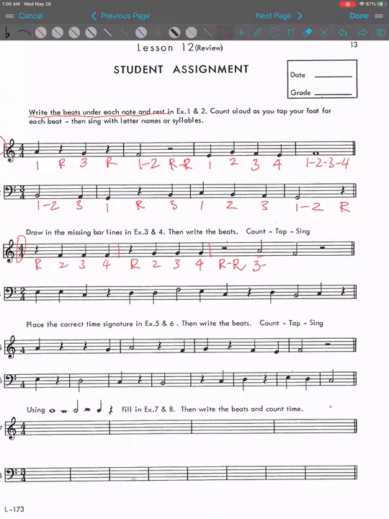So 3-4 bar line, 1-2, and then half rest. So they are 2 R's with dash.